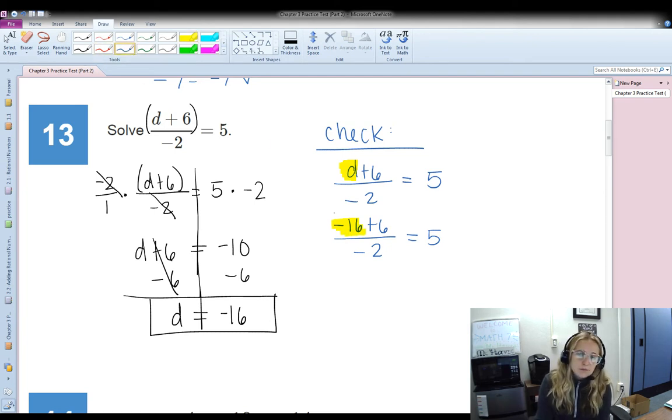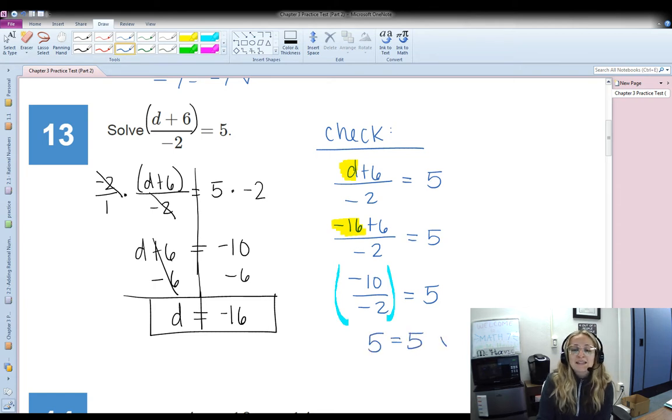And then let's just simplify negative 16 plus 6. That's going to be negative 10 over negative 2. And then to end, we ultimately just do negative 10 divided by negative 2, which I know equals a positive 5. If we look over to the right side, that is exactly what we wanted. So I know my answer is correct.